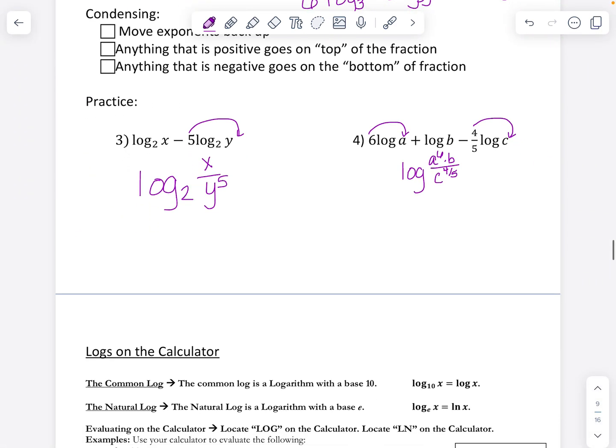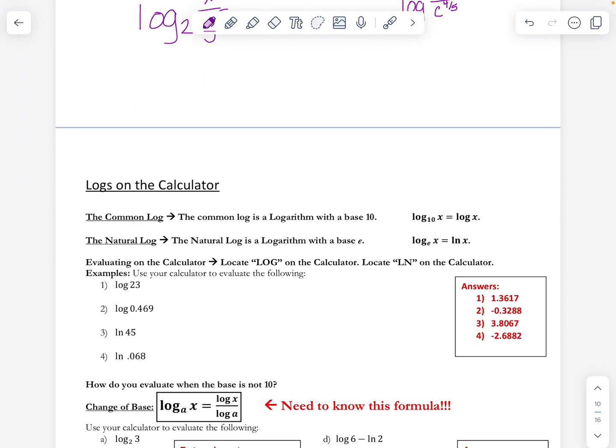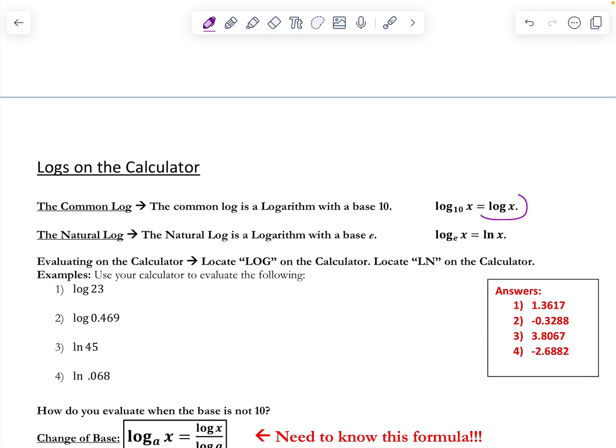All right, the last thing we want to talk about is our calculator, whether on our 84 calculator or on Desmos. Now, on our calculator, our common log has a base of 10. Our natural log is going to have a base of e. Now, on your calculator or on Desmos, it's very simple just to press log of 23, log of this.